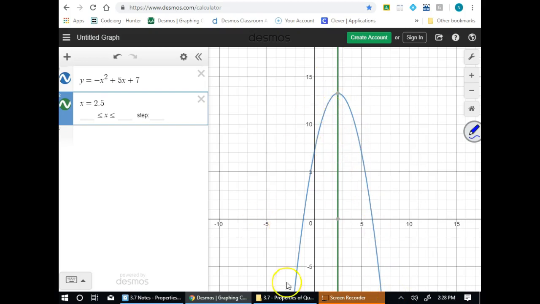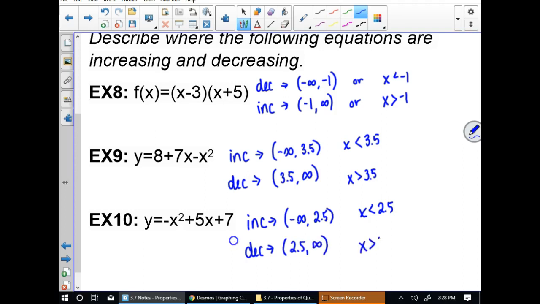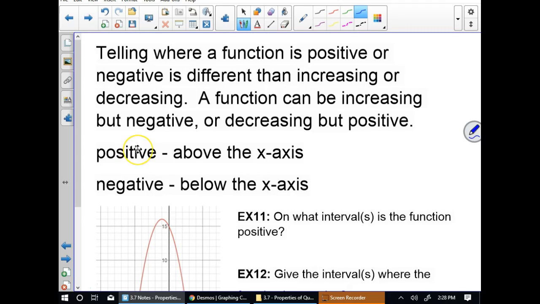You don't ever give y values for these. So you're increasing from negative infinity to 2.5, or I could say x is less than 2.5, and then decreasing from 2.5 to infinity, or x is greater than 2.5. Okay, now we're going to look at something that's a little bit different.